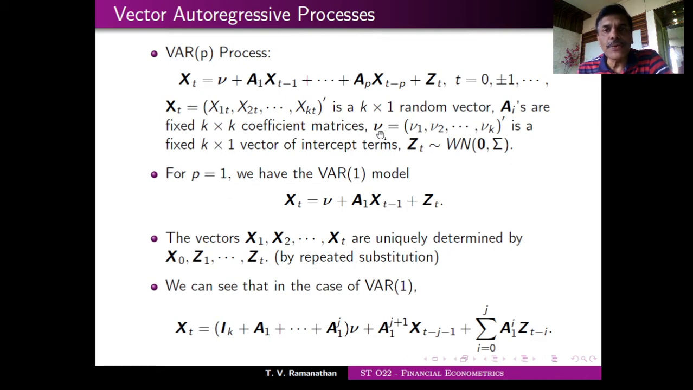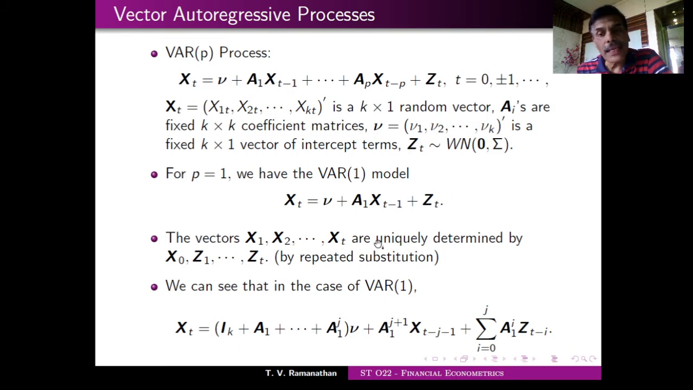So I have nu as nu1, nu2, up to nu k, a fixed vector of intercept terms. And zt, earlier we used to write it as a univariate normal with mean 0 and variance sigma squared. Now we consider it as multivariate, so it's a k-variate normal distribution with mean vector 0 and variance covariance matrix sigma, which is of order k by k. Now if you consider p equal to 1, you will get the VAR(1). It will have only this term, that means nu plus A1 xt minus 1 plus zt.